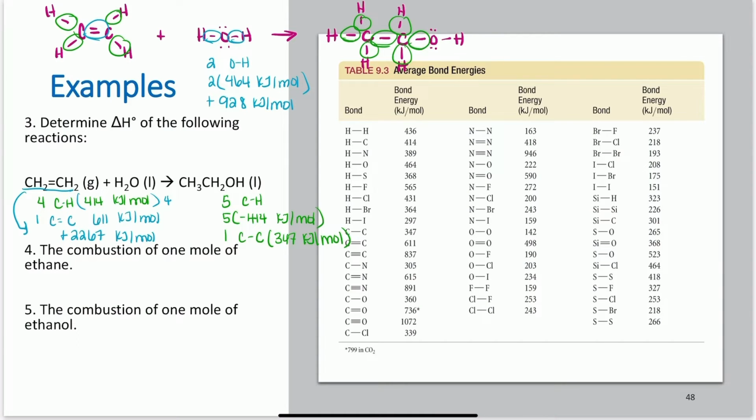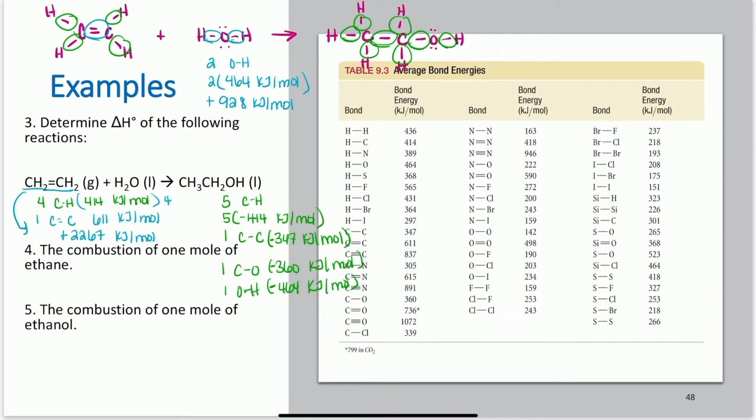I've got 1 carbon-oxygen bond, which is 360 kilojoules per mole. And 1 oxygen-hydrogen bond, or OH bond, which is 464 kilojoules per mole. And these all have to be negative because the bonds are forming. Let me add that up quick because I forgot that 1 bond in there. 5 times negative 414, 1 times 347, 1 times 360, and 1 times 464.